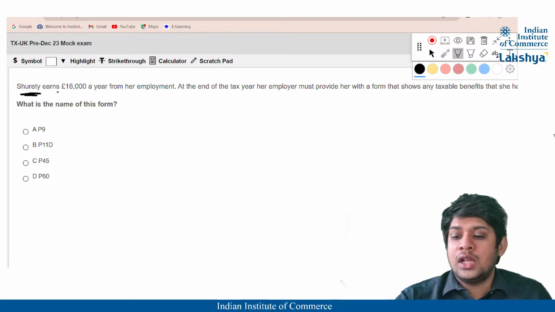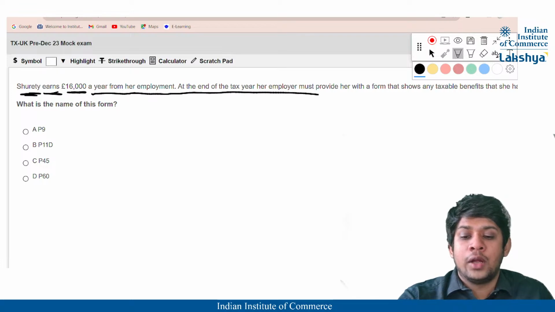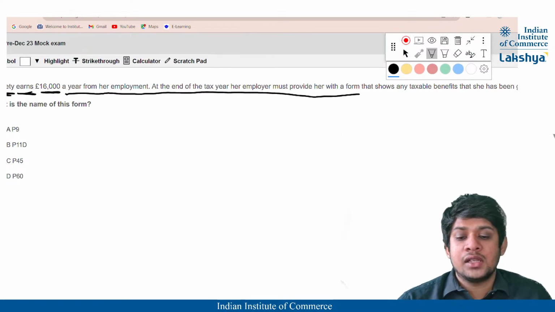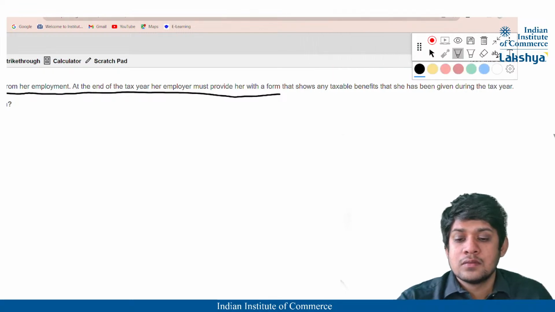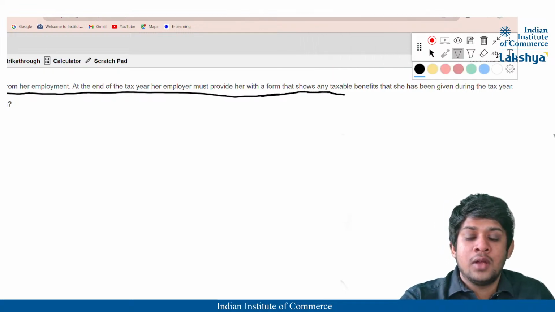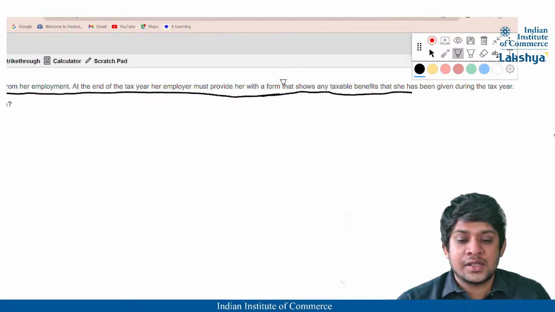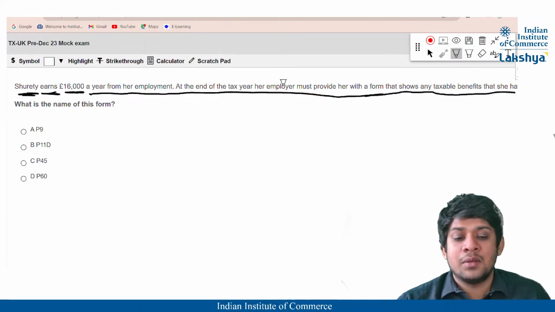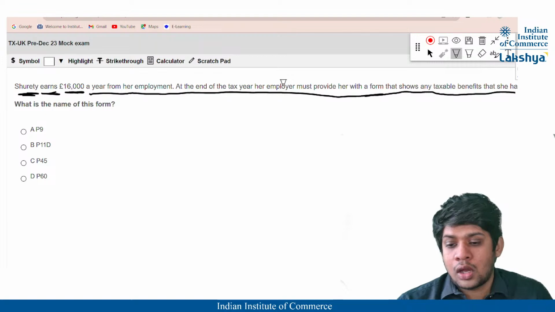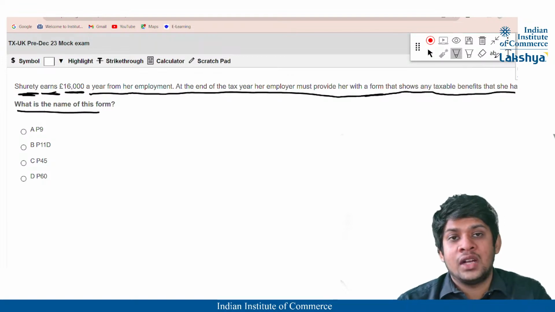Okay. Shruti earns 16,000 pounds a year from her employment. At the end of the tax year, her employer must provide her with a form that shows any taxable benefits that she has been given during the tax year. Okay, so obviously she is an employee, and any sort of taxable benefits that the employer has given to Shruti should be shown. Okay, what is the name of the form where it is shown?